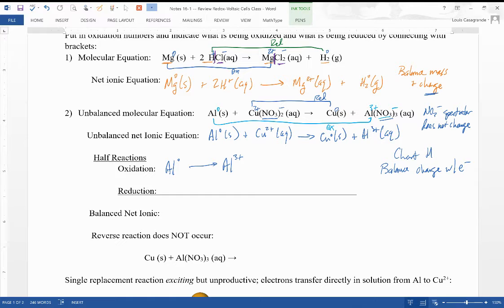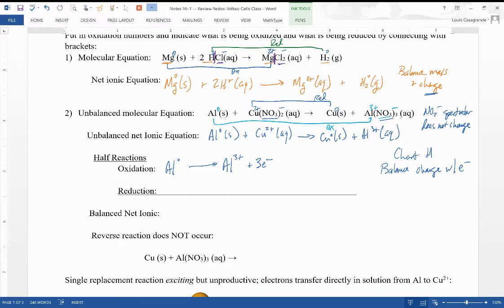In this case, we have aluminum 3+ in the product. So in the reactants, I have a total of 0. In the products, I have a total of 3+. So I need to balance that with electrons, and I'm going to balance that using 3 electrons. These half reactions will always use electrons. You'll always see these electrons in the half reactions.